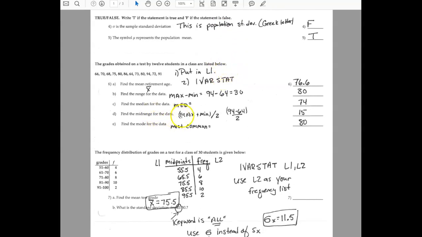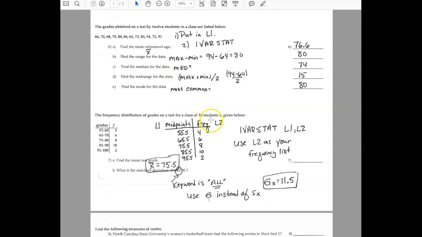Make sure you know your formula for mid-range: max plus your min divided by 2. Make sure you bring your calculator with you on Friday. I'm not going to be there on Friday, so make sure that you bring your calculator with you. I won't have any that I can loan out. So also make sure you know your formulas. Okay. We did this in class.